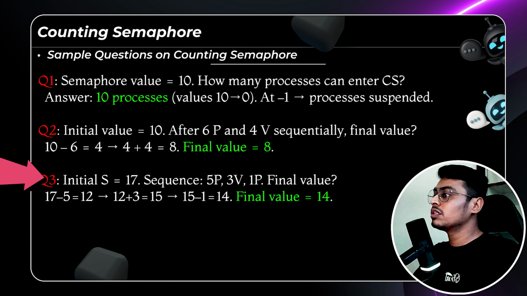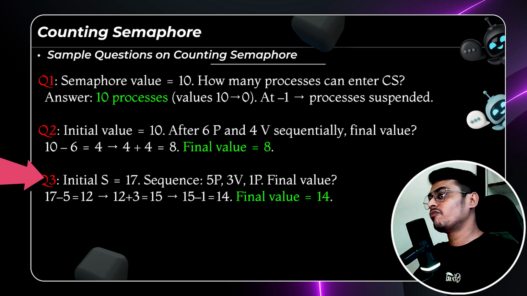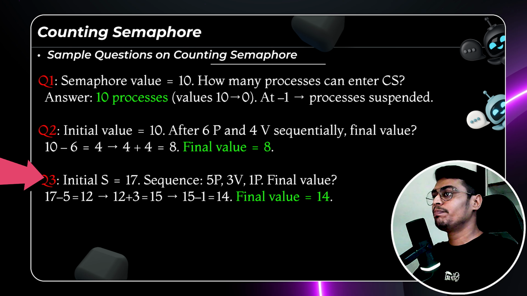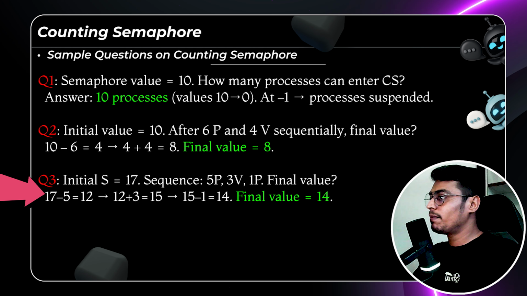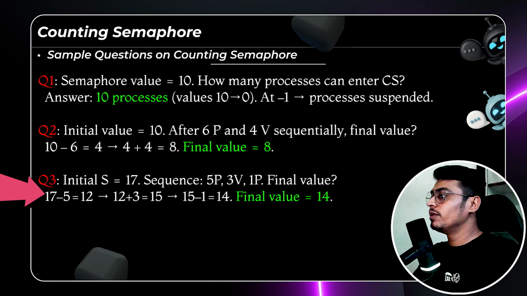Now what is question 3? S value is 17. Performing 5 P, 3 V and 1 P operation in sequence, what is the final value? Initial is 17. After 5 P it will be 17 minus 5, which is 12. After 3 V it will be 12 plus 3, which is 15, and after 1 P it will be 15 minus 1, which is 14. So the final value will become 14.